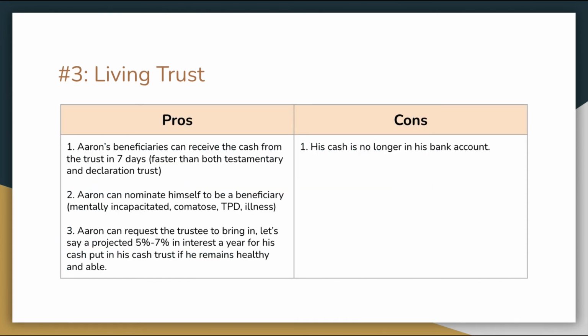So the advantages of having a living trust are: number one, Aaron's beneficiaries could receive the cash from the trustee in 7 days. Number two, Aaron could also nominate himself as the beneficiary so that he could be taken care of if he becomes mentally incapacitated, comatose, totally and permanently disabled, or critically ill. And number three, Aaron could request his trustee to earn a projected 5 to 7% in interest per annum for his cash put into his living trust if he is healthy and able. But the drawback is this: Aaron could not use this cash freely as he has transferred the ownership of his cash to his own living trust.